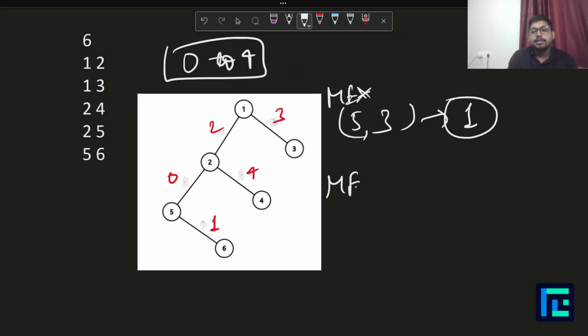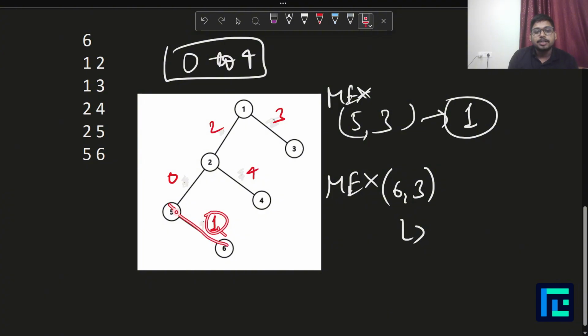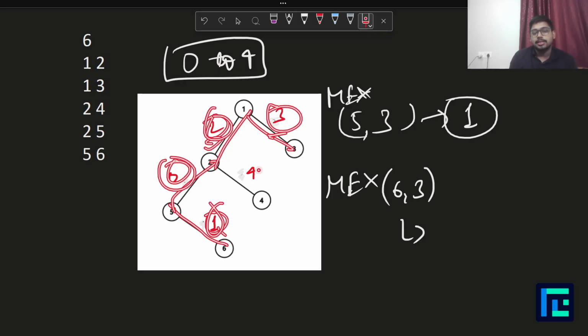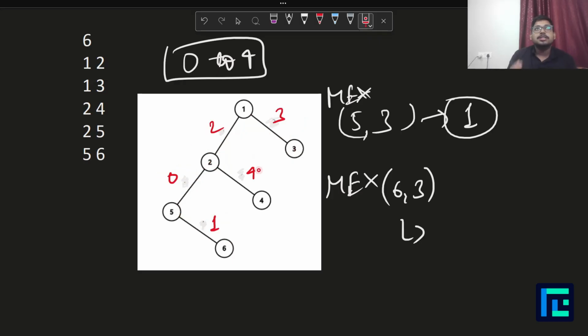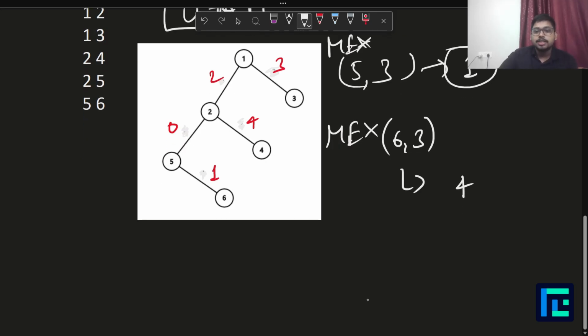Let's consider any other U, V, let's say from 6 to 3. What would be the MEX of that? In this path we have 1, 0, 2, 3. So 0, 1, 2, 3 are present. Which is the smallest value not present? 0 is present, 1 is present, 2 is present, 3 is present. The smallest value not present would be 4 in this case. So in this path the MEX we are getting is 4.